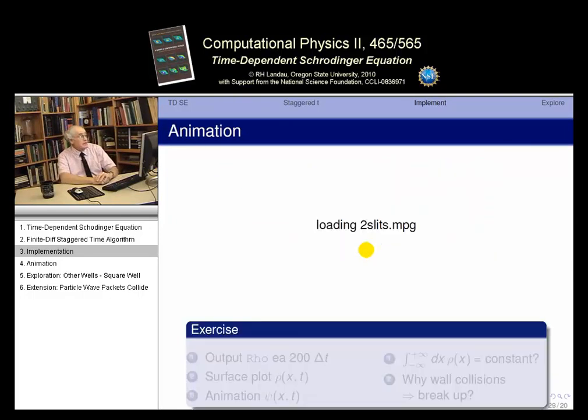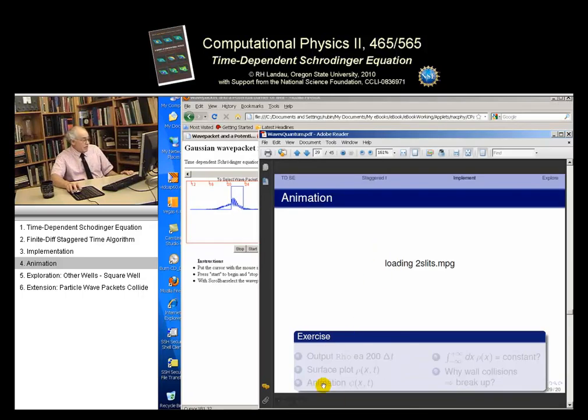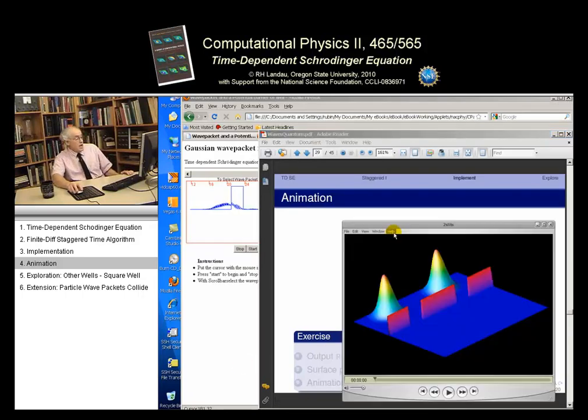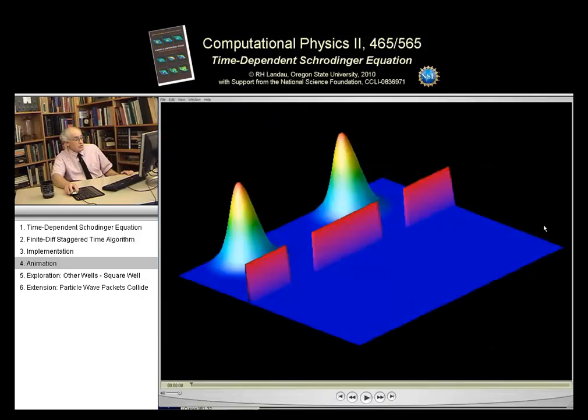If we look at some other examples, what else are you supposed to do? Some animations. Okay, so here we have a variety of animations you can do. One of the ones I like, and I'll show you here, is you can do a single slit. Okay? I'll leave that for you to see. A wave packet going through a single slit, you should see diffraction, interference effects.